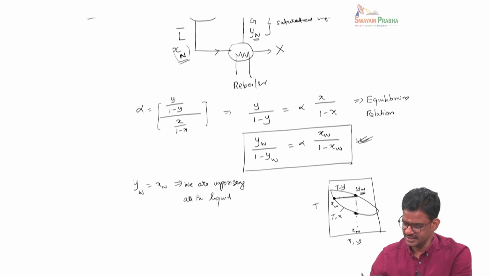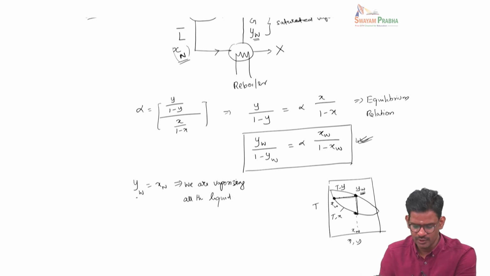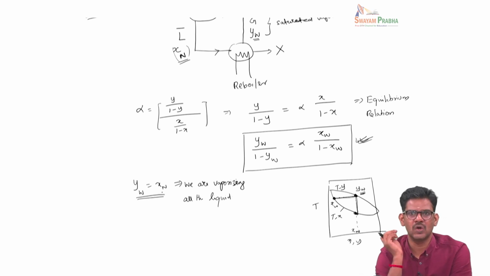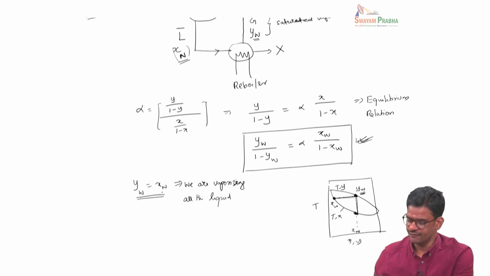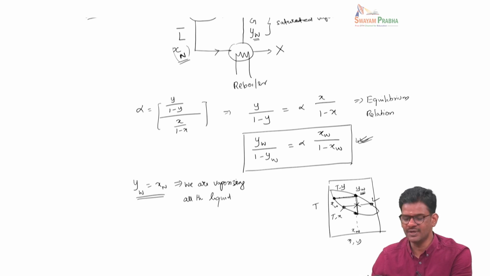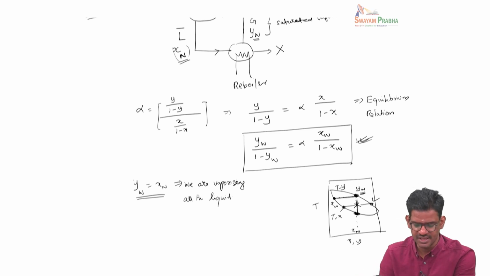Now you can see that in this diagram, YW is equal to Xn because we are vaporizing all of it. Instead of vaporizing all of it, suppose I stop somewhere here, then we would have a two-phase mixture containing vapor at this composition and liquid at this composition, but we are not doing it. In the reboiler, we are vaporizing all the liquid, so we go from here to here all the way. So that's why we say YW is equal to Xn.